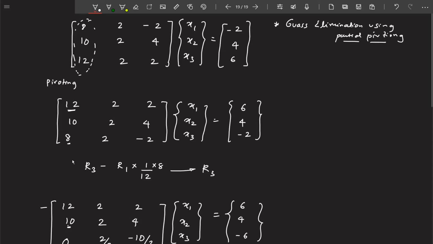As we discussed, there are two pitfalls. First is division by 0 and second is round-off error. The remedy for both these pitfalls is partial pivoting. And also, whenever you're dealing with decimals, make sure that you use 6 significant digits.